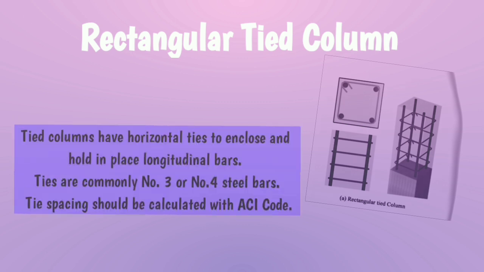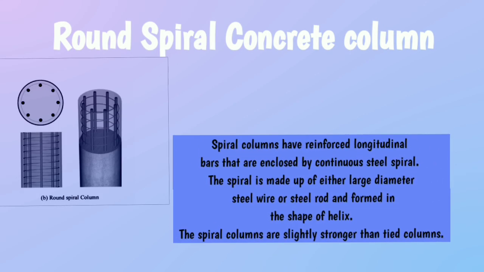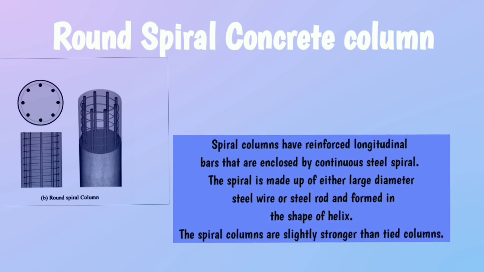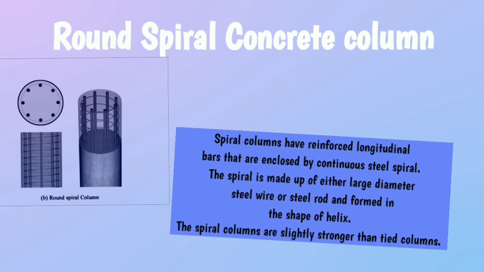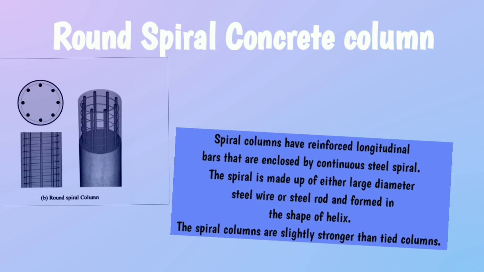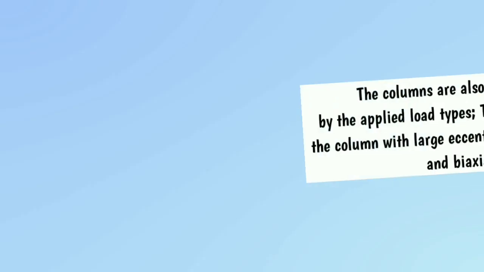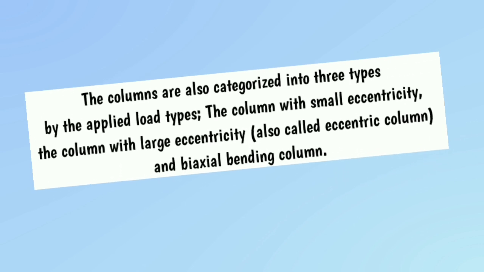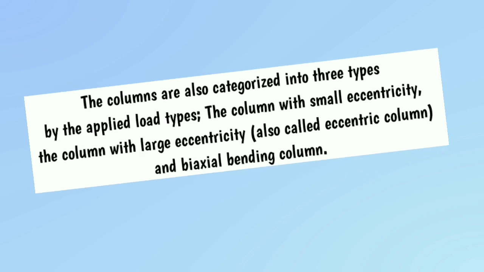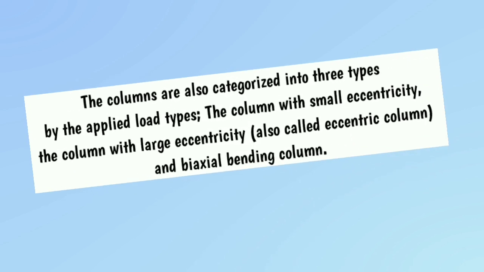Spiral columns have reinforced longitudinal bars that are enclosed by continuous steel spiral. The spiral is made up of either large diameter steel wire or steel rod and formed in the shape of a helix. The spiral columns are slightly stronger than tie columns. The columns are also categorized into three types by the applied load types. The column with small eccentricity, the column with large eccentricity also called eccentric columns, and biaxial bending column.